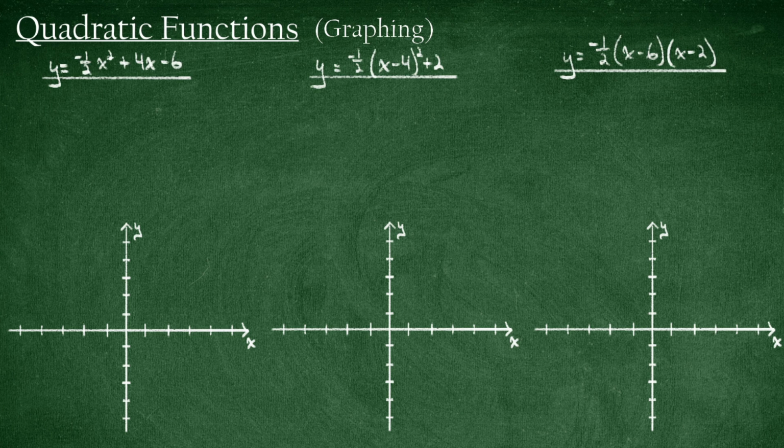This one's going to be slightly harder. And again, this is going to be all the same problem, just in different forms. And so you can see here, this is definitely going to be harder. In fact, for all of these I can see from the A value that this thing is going to point downwards for all of them. And also, since it's 1/2, it's going to be compressed, meaning it's going to be widened out a little bit as opposed to narrow.